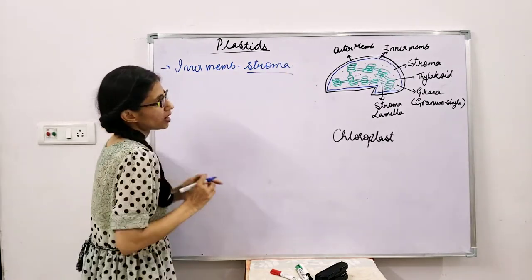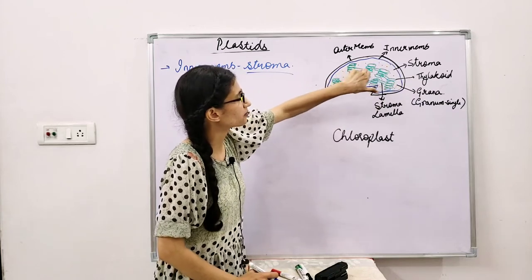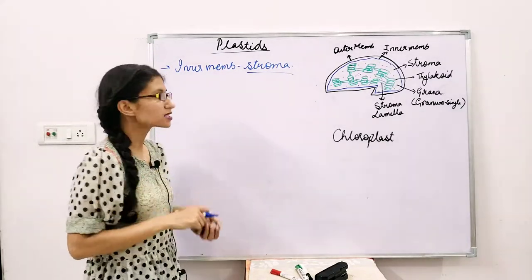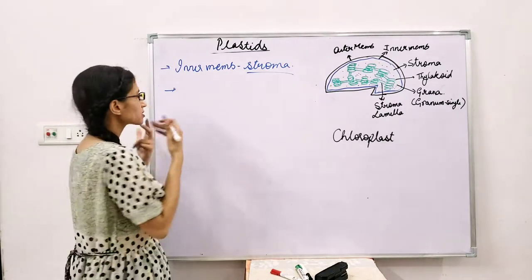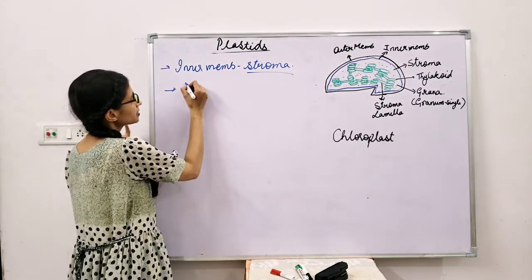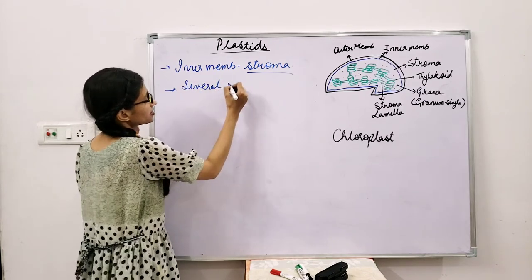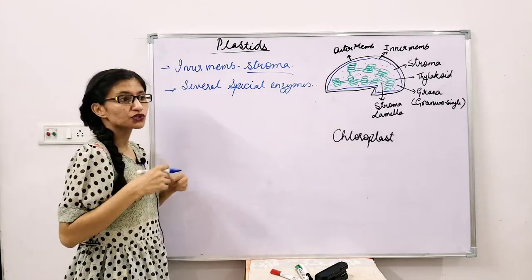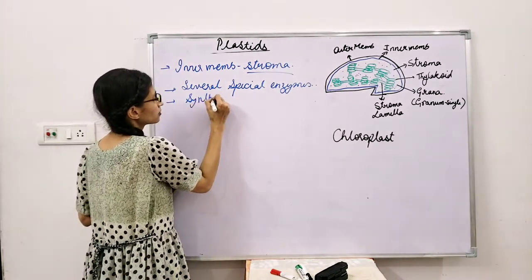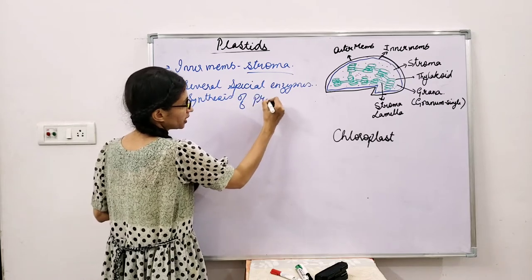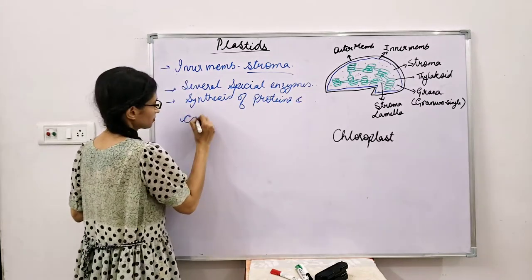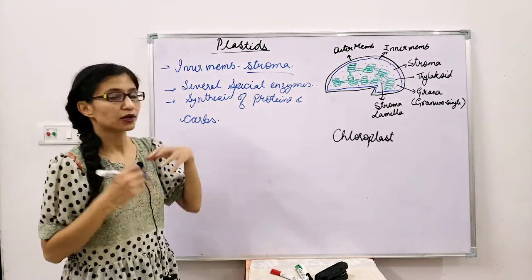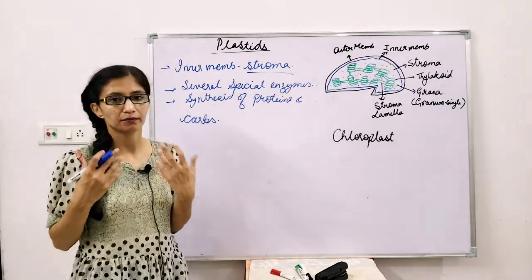I have written stroma here, which is filled in here. I have tried to represent it with dots so that you can understand clearly. This stroma is a kind of liquid filled into the chloroplast. Why is the stroma so important? The reason is that it contains several special enzymes which are important for the synthesis of proteins and carbohydrates. Which means the stroma is important because it contains several enzymes required for the synthesis of proteins and carbohydrates by the chloroplast.